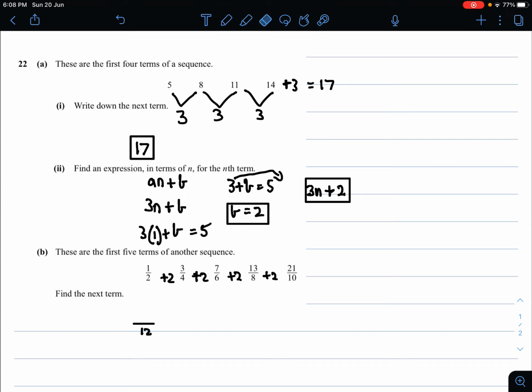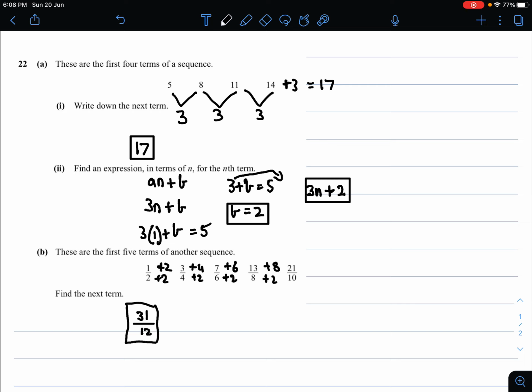Now let's look at the numerator. What they are doing to the numerator is they are adding 2 to the first one, 4 to the next one, 6 to the next one, and 8 to the next one. So it's incrementing by 2 every step that you go. Therefore, in your next term, you would increment it by 10. Therefore, 31 over 12 would be your final answer.